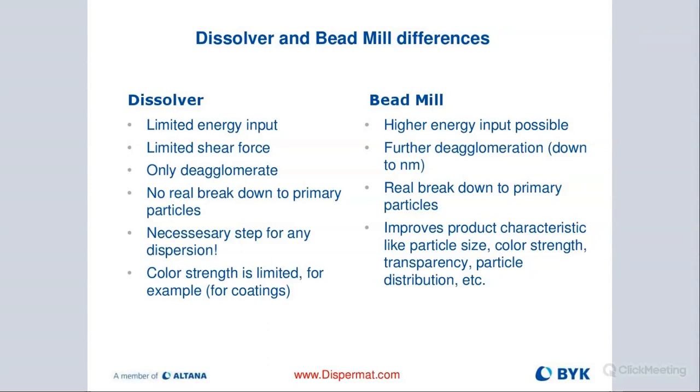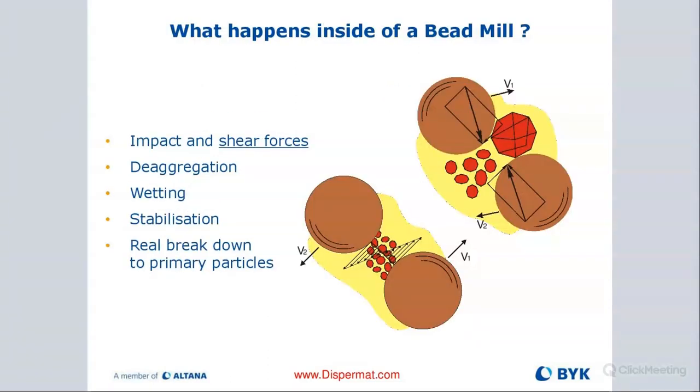Bead mills, obviously, can put in a lot more energy. We're able to go from the aggregate level down to the primary particle level, improving a lot of the product characteristics that may be important in your application.